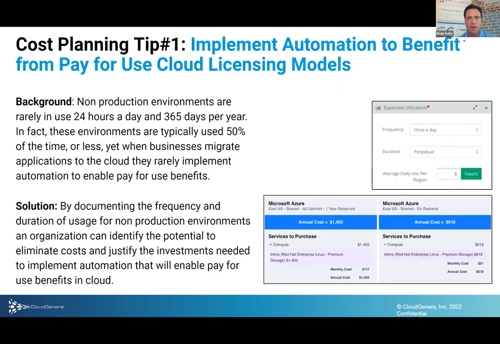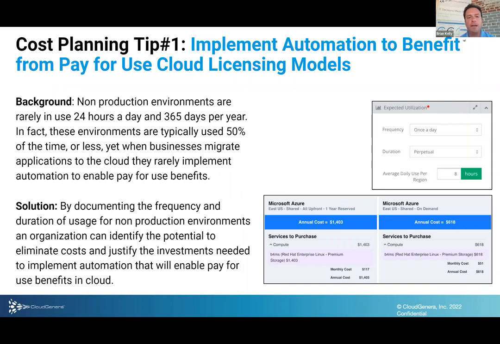And the first tip we're going to talk about today is implementing automation so that your business can benefit from pay-for-use cloud licensing models. As a bit of background, the biggest opportunity CloudGenera sees in the market is around non-production environments. These environments are rarely used 24 hours a day and 365 days a year. In fact, our data from analyzing hundreds of thousands of applications per year suggests that these environments typically are used 50% of the time or less.